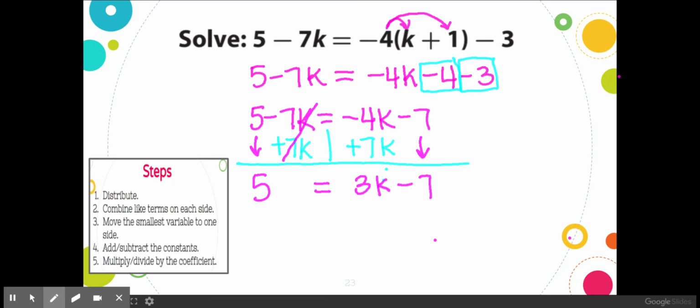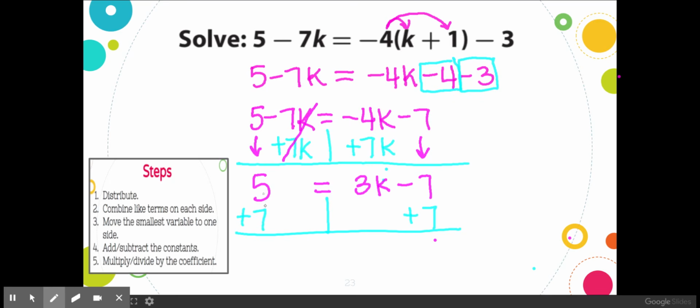I'm on to step 4, which is to add or subtract the constants. You want to add or subtract by the constant that is with the variable, because remember, you want the variable by itself. So I am going to work with this constant here, the negative 7. How do I move a negative 7 to the opposite side? Well, I have to do the opposite. So I add 7 to both sides.